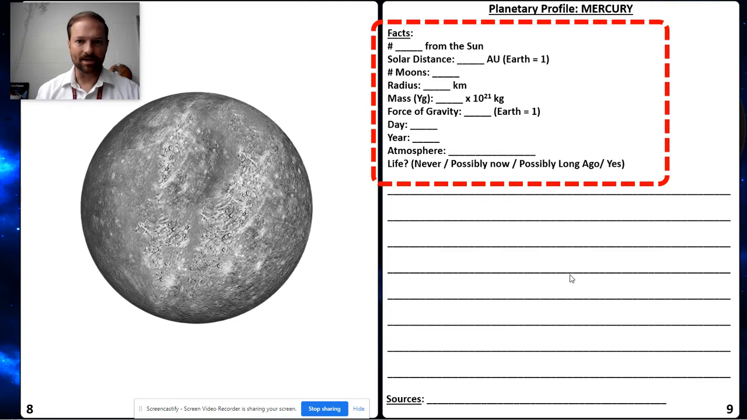Atmosphere. Does it have one? Yes, no, thin, thick, carbon dioxide, methane, water, nitrogen, oxygen, whatever the atmosphere is or isn't, write it there next to atmosphere. And then life. Could it have had life at some point in the past, or is it impossible that it ever had life? Do your research, look up information about each planet and make your decision. Could it have had life? Or does it have life now? Or could it?